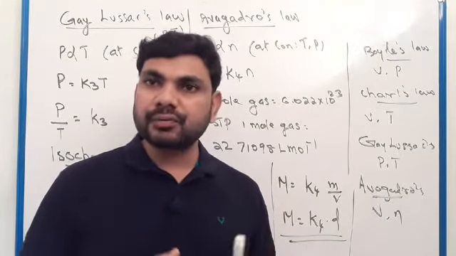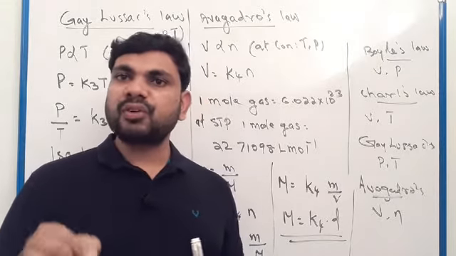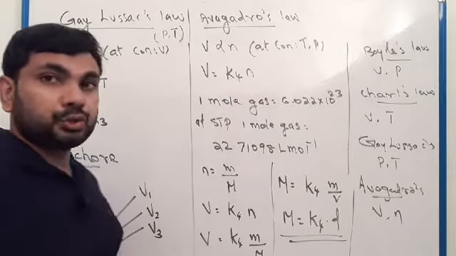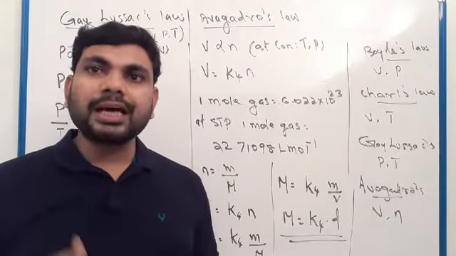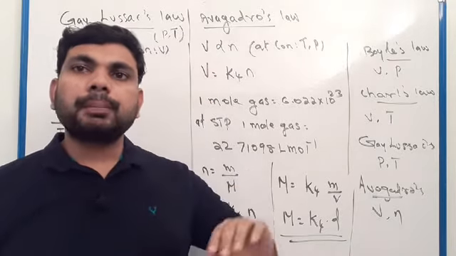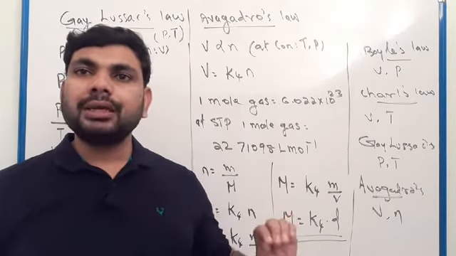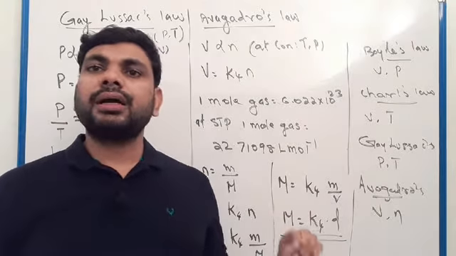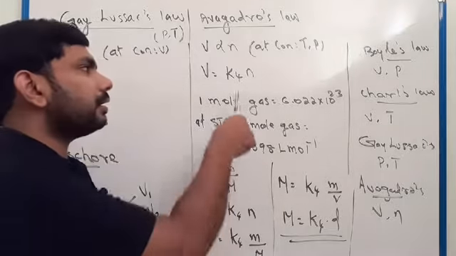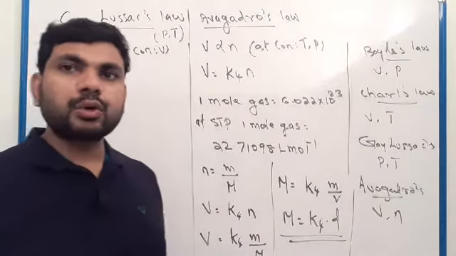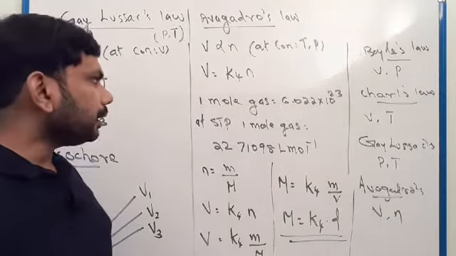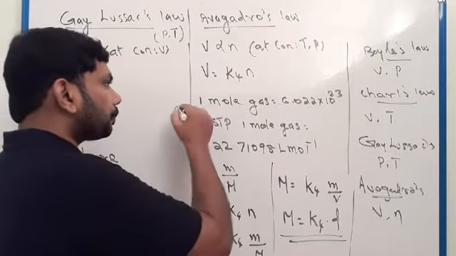The volume of a given mass of gas is directly proportional to the number of moles of gas. The volume of a fixed amount of gas is directly proportional to n, the number of moles, at constant pressure and temperature. V is directly proportional to n, so changing to an equality, V equal to K4 times n. We already used K1, K2, K3, that's why we use a different proportionality constant, K4.